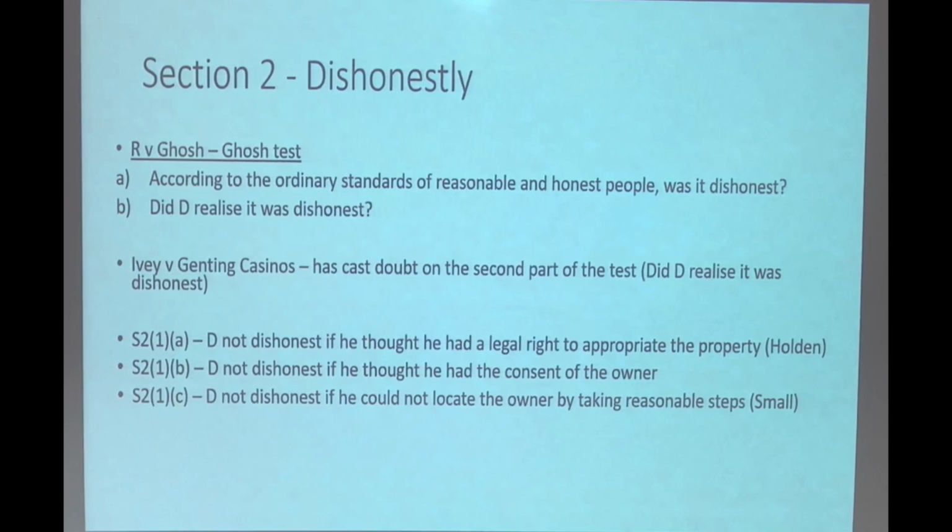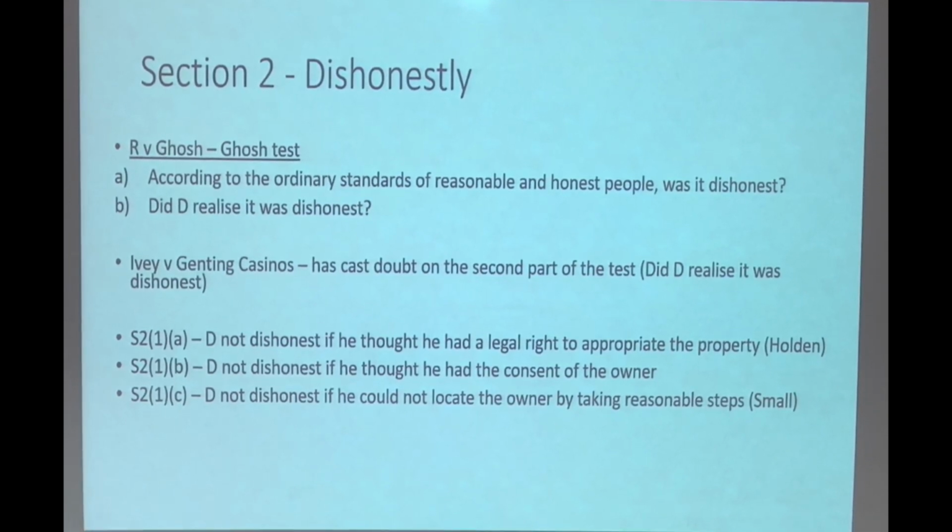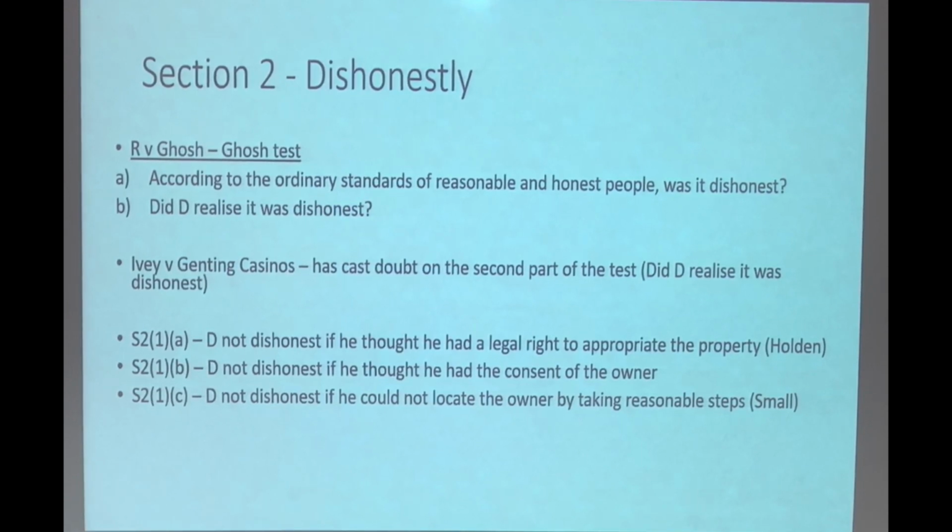Section 2.1b, D is not dishonest if he thought the owner would consent. There's no real case for that one, but it's worth bearing in mind in terms of lessons and things like that. If someone was to borrow like a textbook, you'd probably think that they weren't dishonest because they think your mate would consent to that.